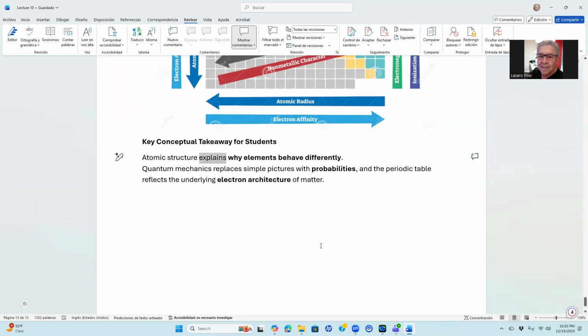Atomic structure explains why elements behave differently. Quantum mechanics replaces simple pictures with probabilities, and the periodic table reflects the underlying electron architecture of matter. Okay, this is the conclusion of this lecture.